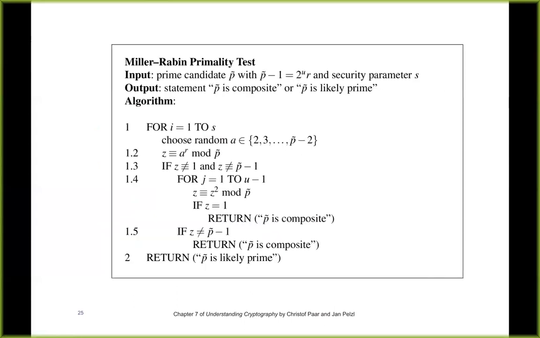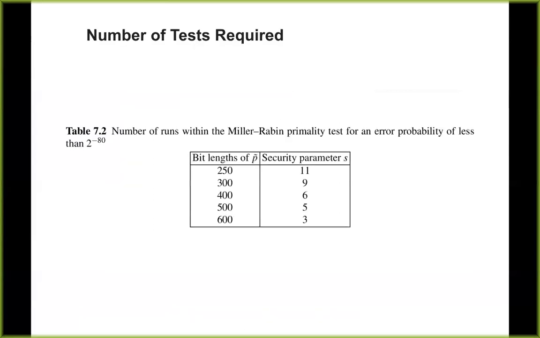So here's the test. And the test has a random number in it. So you choose a random number, and then you do some math on that random number. And with a certain probability, non-prime numbers will have a known result here, and prime numbers will not. So then you choose a different random number, do it again, and S is your security factor. And it turns out that you don't have to do so many Miller-Rabin tests.